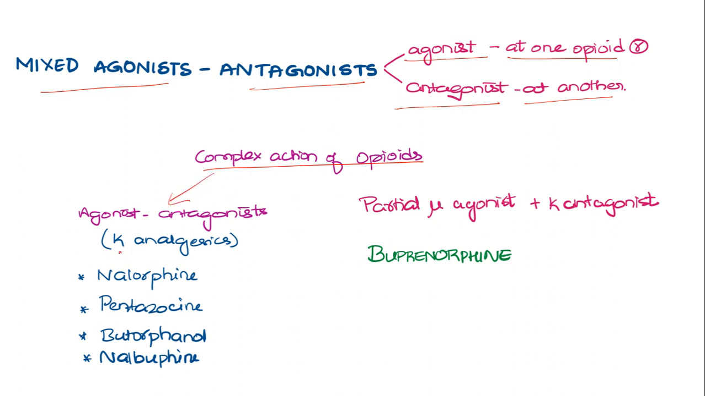These are the group of drugs which are having kappa analgesic action, means they have predominantly kappa agonistic activity. Examples are nalbuphine, pentazocine, butorphanol. And coming to the partial mu agonist as well as kappa antagonist, it is seen with buprenorphine.